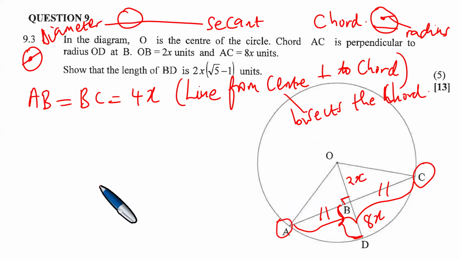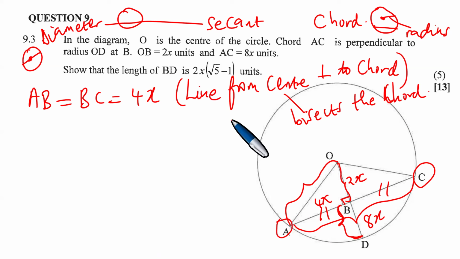Next. This one, we know it's twice x. It's 2x. This one is 4x. What is AO? What is it? Now, we want to find the radius.